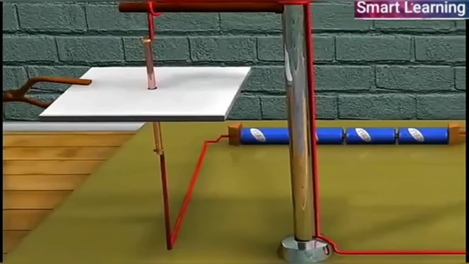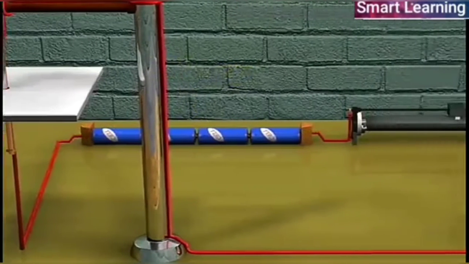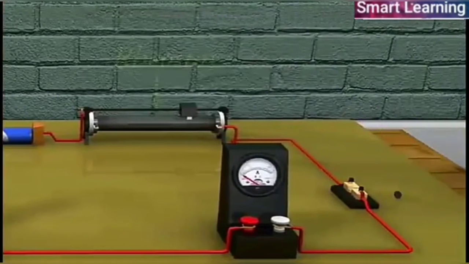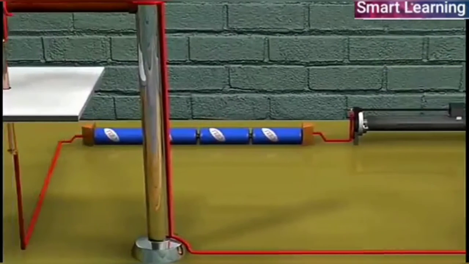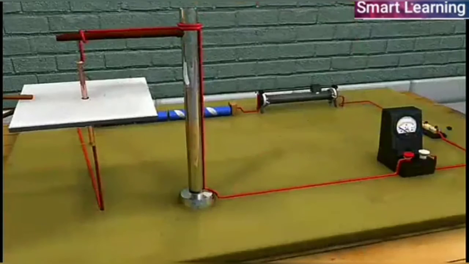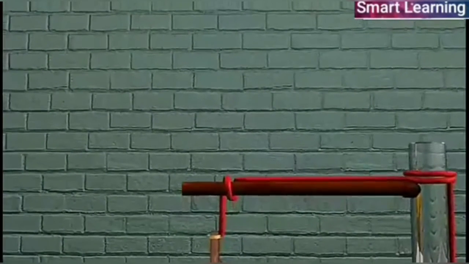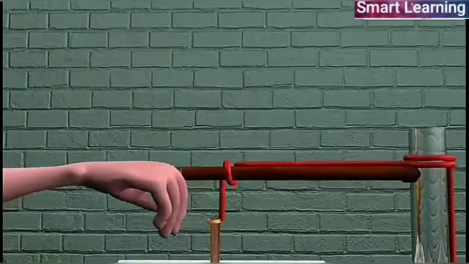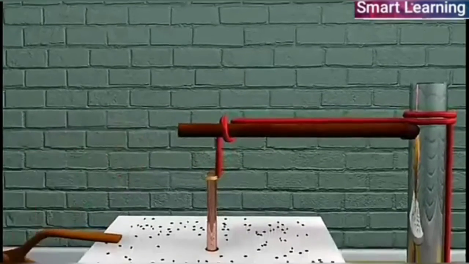There is a straight conductor XY connected in a closed electric circuit with batteries, a rheostat to adjust the resistance, a plug key to close the circuit, and an ammeter to measure the current. A straight conductor XY is introduced into the cardboard sheet through a small hole. Once we allow the current through the straight conductor XY, we simultaneously sprinkle some iron filings on the cardboard sheet.